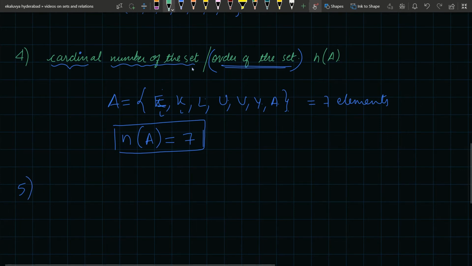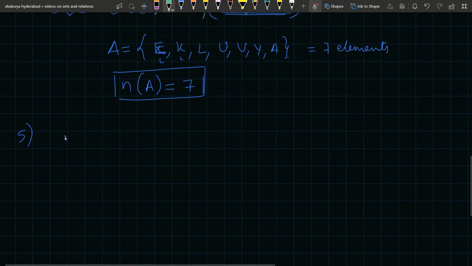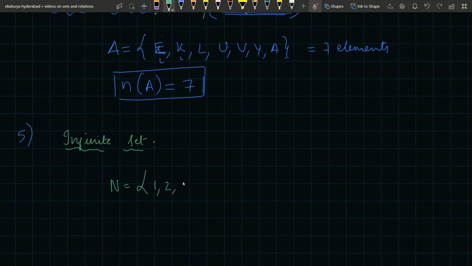So the next example will be infinite set. What is an infinite set? Like the word says, there are an infinite number of elements in that set. For example, natural numbers. We have 1, 2, 3. We cannot count them like that. Those many are there. So that is an infinite set.